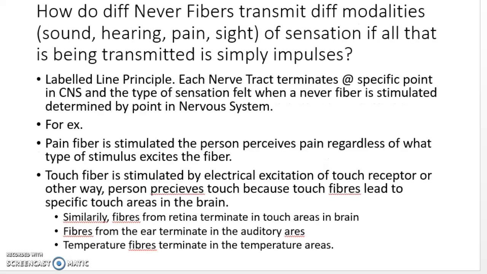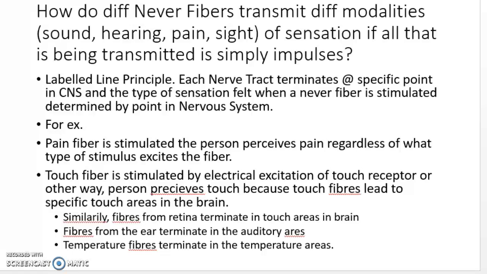The next thing I want to talk about is how different nerve fibers transmit different modalities of sensation, if all that is being transmitted is simply impulses. This is due to the labeled line principle: each nerve tract terminates at a specific point in the central nervous system, and the type of sensation felt when a nerve fiber is stimulated is determined by the point in the nervous system to which that fiber leads. For example, if a pain fiber is stimulated, the person perceives pain regardless of what type of stimulus excites the fiber.